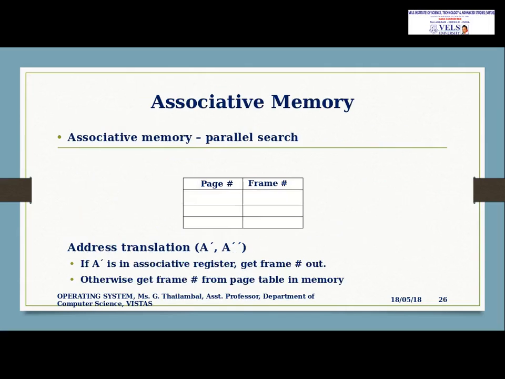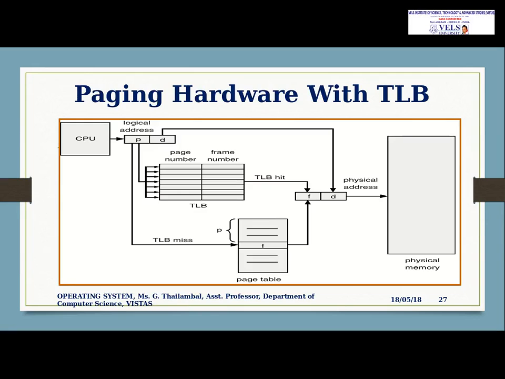So whenever a process is needed, it first looks in the associative memory, then only if it doesn't contain that particular page, then only it will go for the address translation architecture. Right. And how is the paging hardware done with the TLB? Suppose I find a particular page in the translation lookaside buffer, then how does it work?